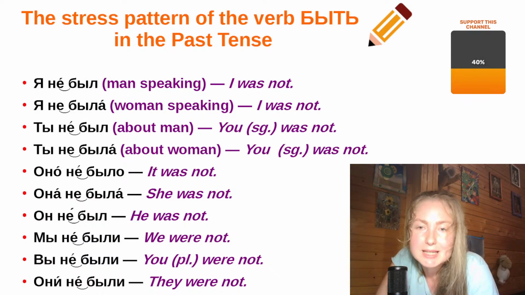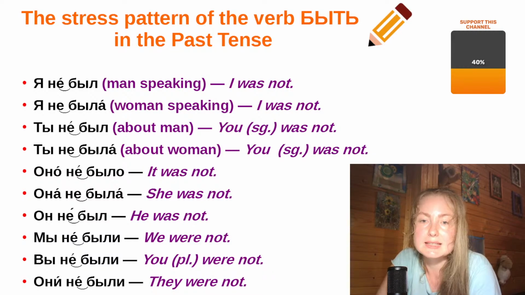Okay, and now let's talk about plural. Plural, the same story. Мы, вы, они, we, you, they. Мы не были, вы не были, они не были. So here, everywhere, the accent falls on a negative particle.